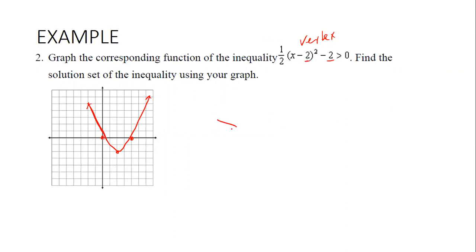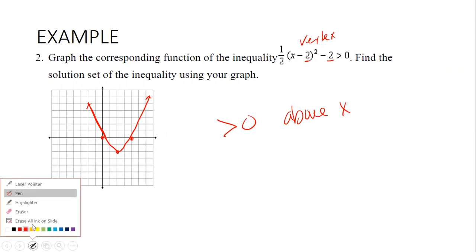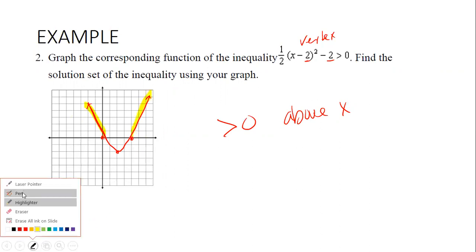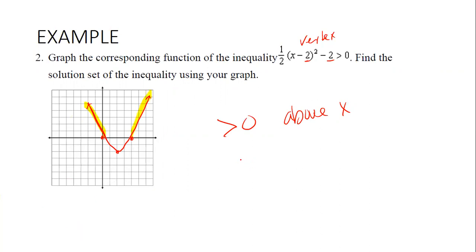All right, so we're looking for when is it greater than 0? So we're looking for above the x-axis. So I'm above the x-axis to the left of 0 and to the right of 4. Do we see that? So they're not connected. So my answer has to be x is to the left of 0, or x is to the right of 4, meaning x is less than 0 or x is greater than 4.